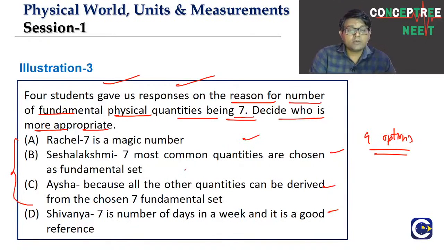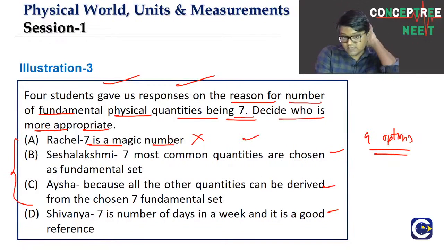So let's look at the options one by one. The question is that the fundamental physical quantities are 7, and 4 students are giving different answers. We have to see who is correct. First, Rachel. What is Rachel saying? Rachel is saying that 7 is a magic number. Is it because of that? No, it is not because it is a magic number or anything. Then let's see what Seshalakshmi is saying.